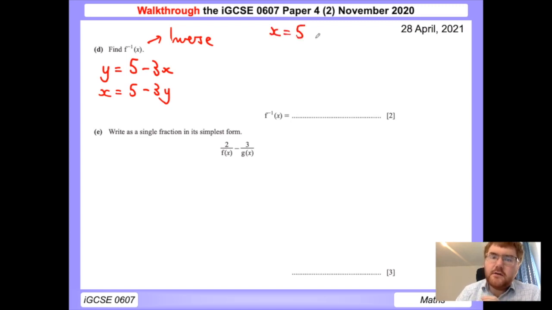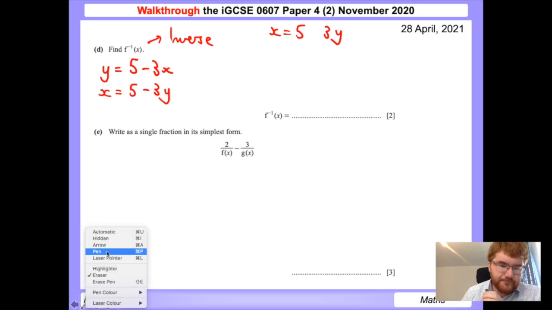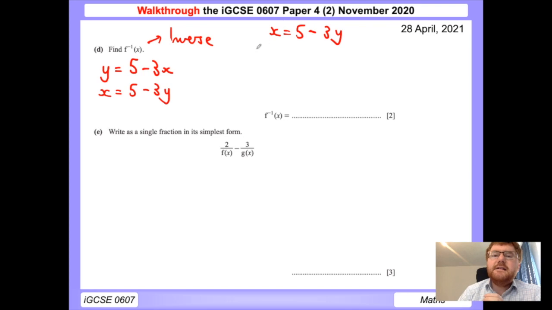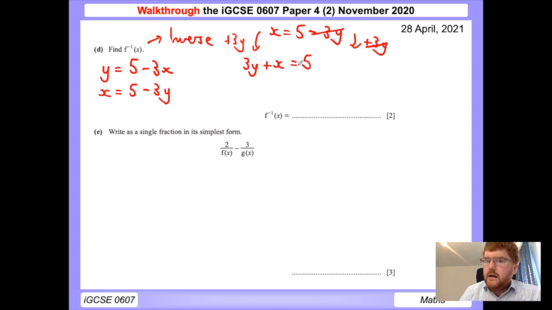So the way that you can go about doing this, I'm just copying this across, is I'm going to add 3y on both sides. So I get it on the left-hand side. This cancels with this. So I get 3y plus x is equal to 5. And at this point, I then minus x from both sides. So I'm working slowly to get everything other than y on the right-hand side. So this cancels here. We get 3y is equal to 5 minus x.